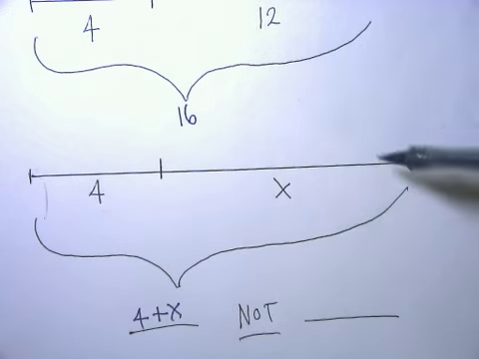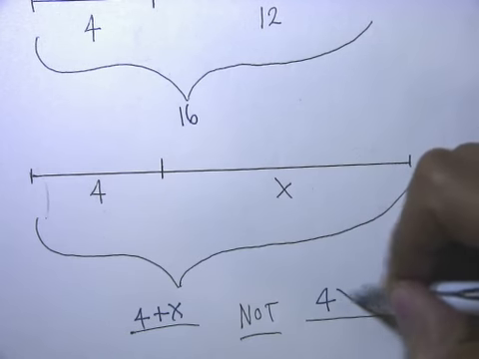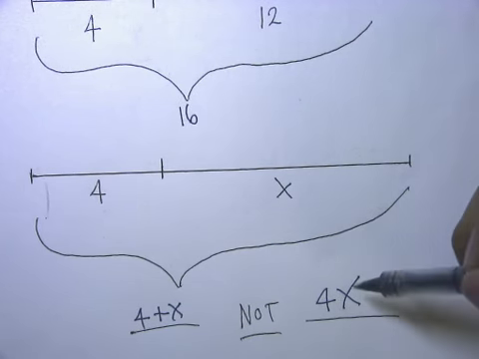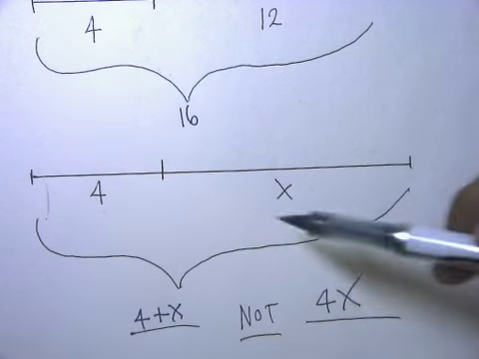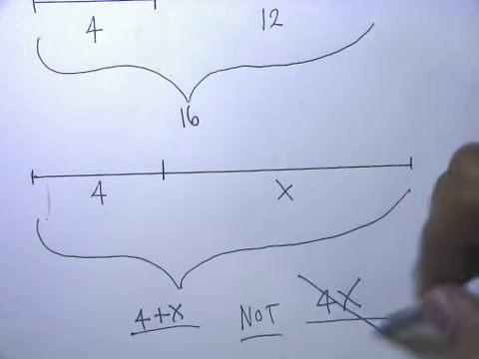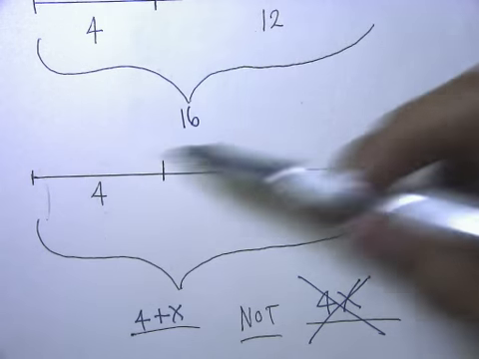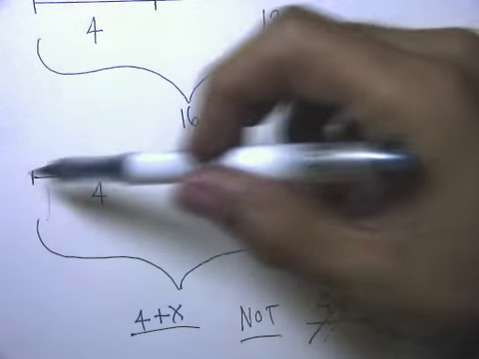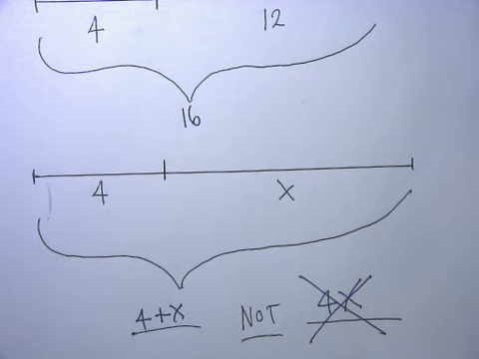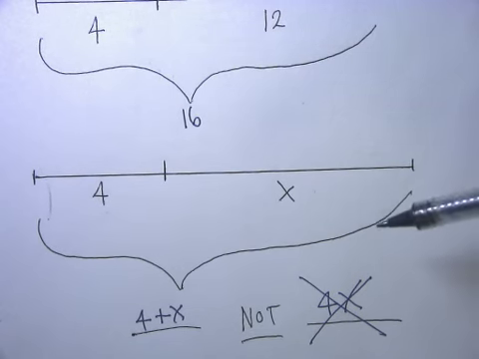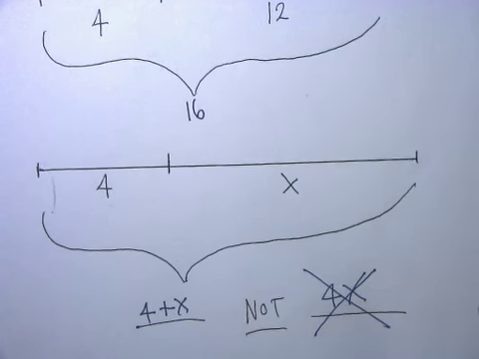as your answer. The length of this segment, whatever it is, is going to be 4 plus x, not 4x. Because 4x indicates that you would be multiplying 4 times x. And obviously, that's not what we're doing here. We're not multiplying. We're just adding these two parts, these two segments together. So the length of my entire segment would be 4 plus x. Now I know that seems pretty trivial right now, but when we get to the next section, you'll see why it's so important.